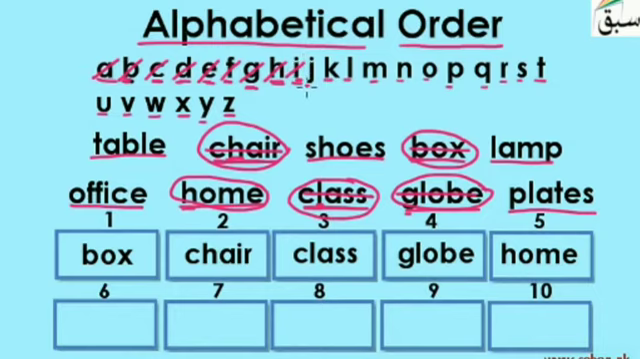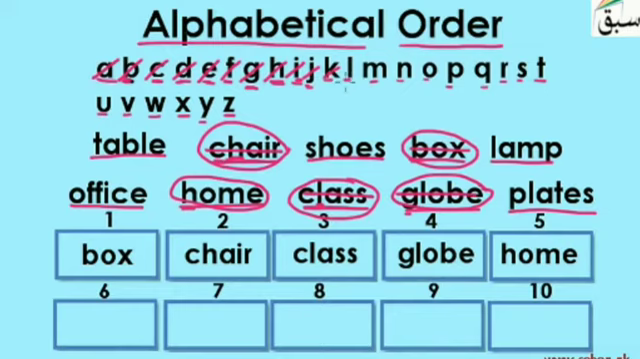There is the turn of J. Again we will read the words: table, shoes, lamp, office, plates. Now there is no word from letter J, so we will cut this letter. Now the next letter is K. Table, shoes, lamp, office, plates. Now there is no word from letter K, so we are going to cut this letter.